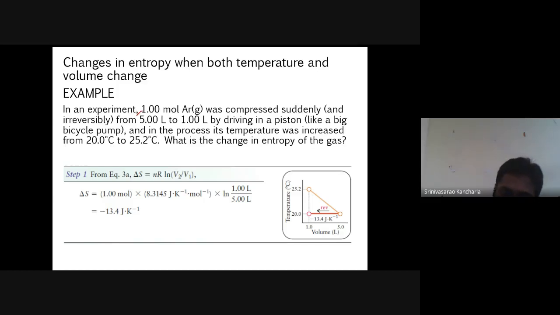You are given that the volume is changed and then the temperature is also changed. Any doubt in the question? No, sir.